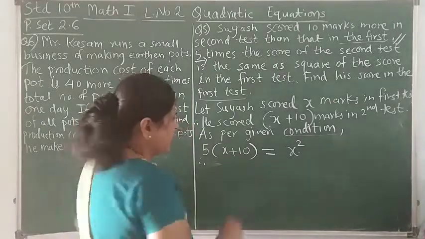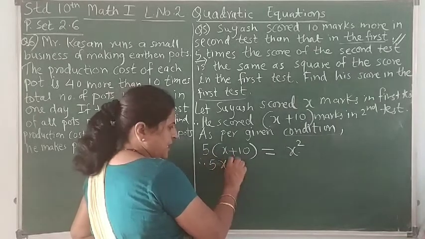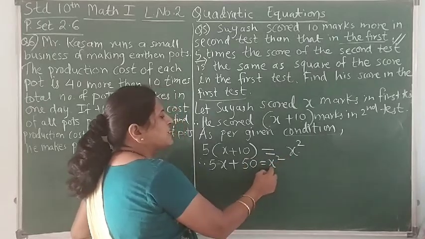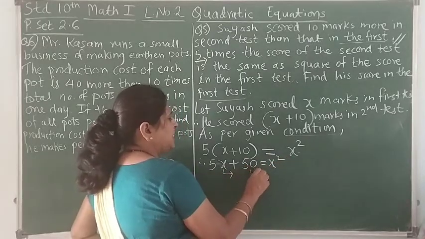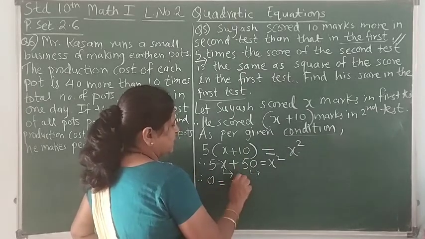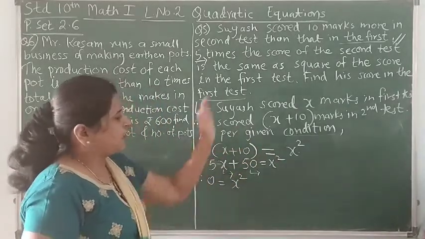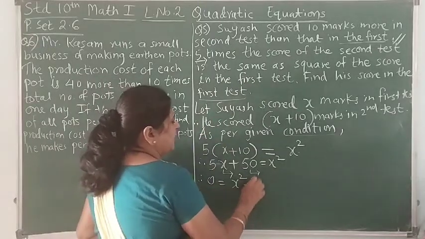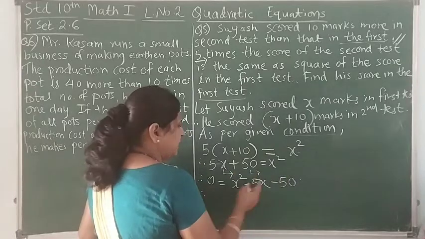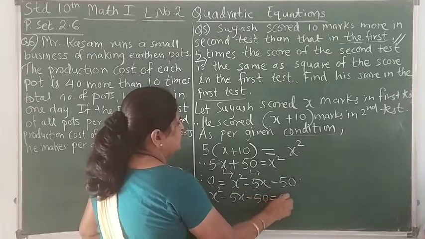And then let's solve. So here we will get, multiplying the bracket, 5 into x, 5x plus 5 tens are 50 is equal to x square. Now if you want x square to be positive, take these two terms on the right side. So making 0 is equal to x square, which is on the right side as it is positive, plus 5x going to the other side becoming minus 5x, and plus 50 as minus 50. Now let's write this here. So x square minus 5x minus 50 is equal to 0.